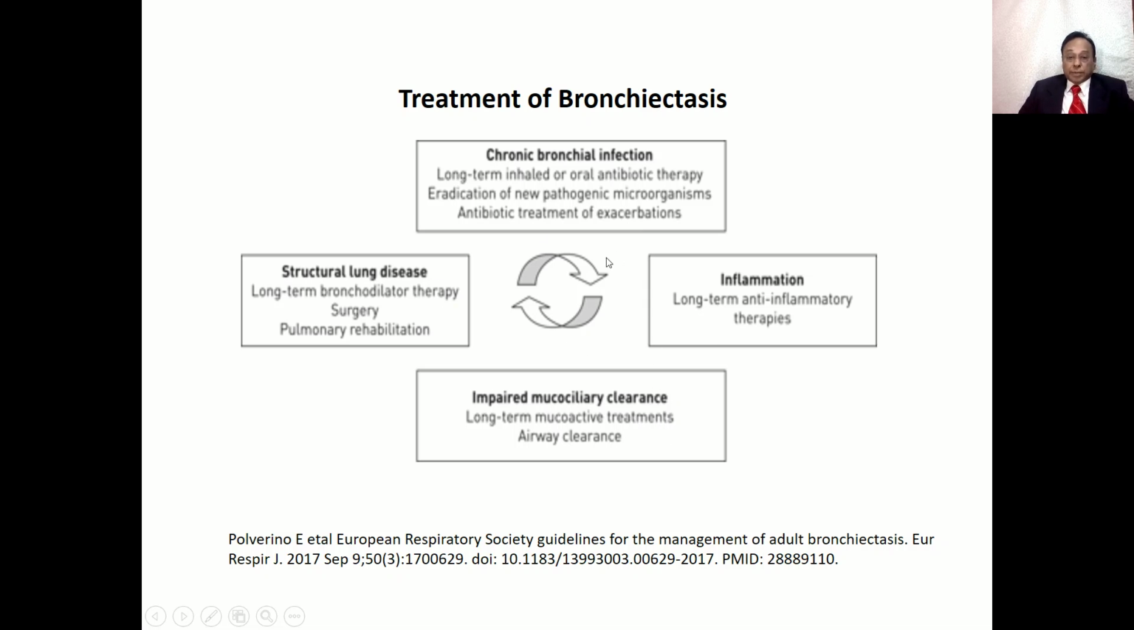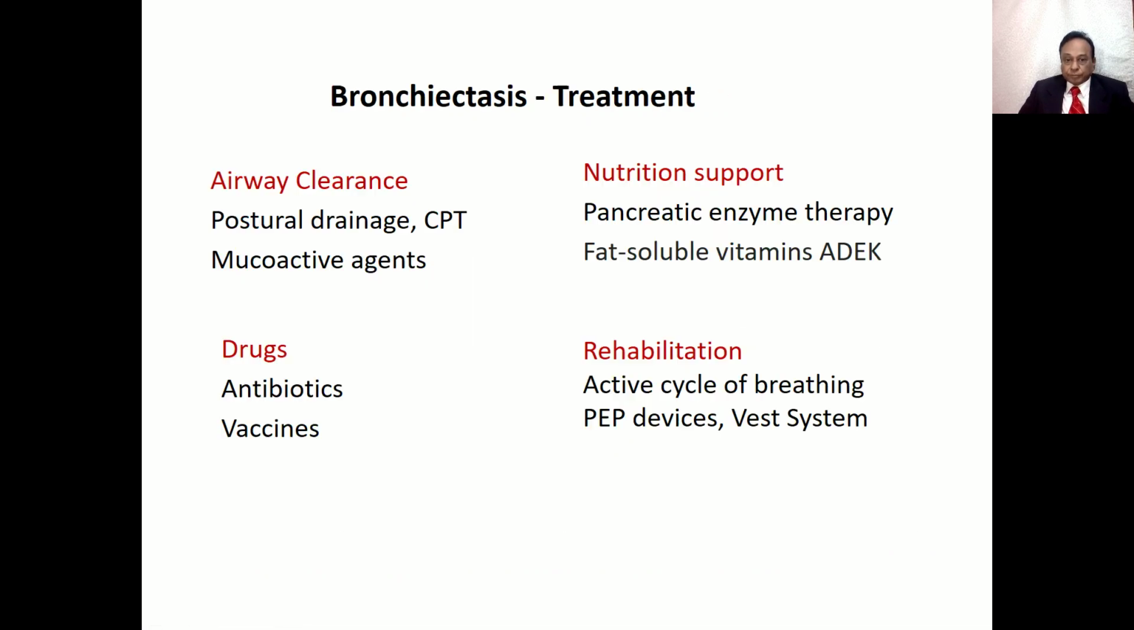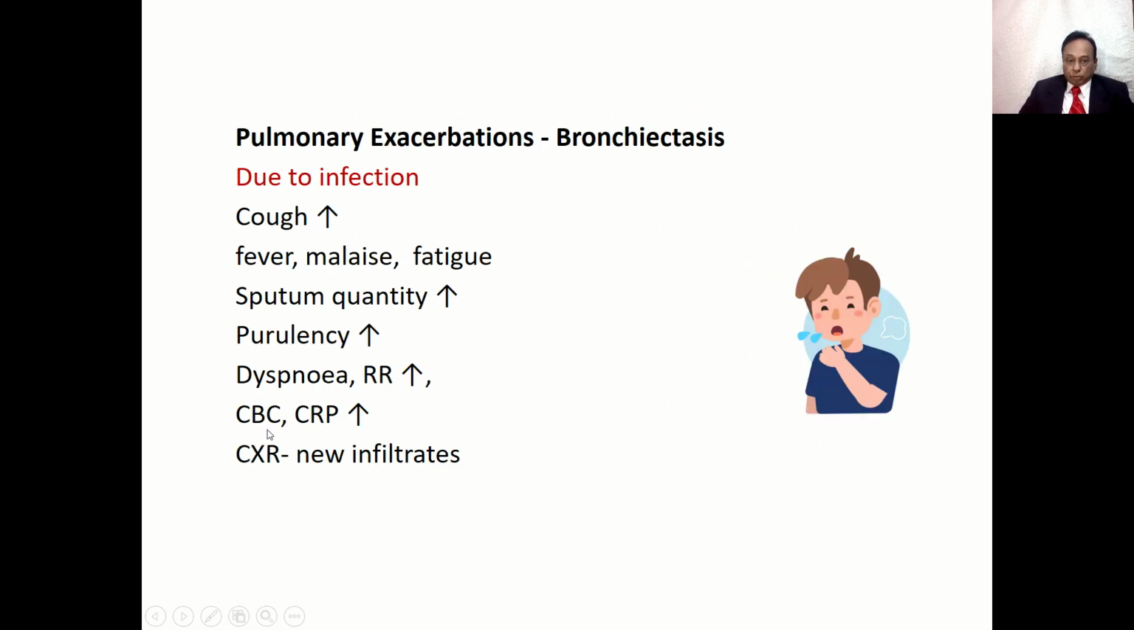So you have to stop it at all levels. You have to necessarily treat the infection first, and you have to clear the accumulating mucus. That is very, very important. So the treatment of bronchiectasis can be broadly classified into airway clearance, which includes postural drainage and chest physiotherapy. Actually, chest physiotherapy includes postural drainage and various manipulation techniques that I am going to discuss, and mucoactive agents. And no doubt, nutritional support plays a very important role, especially in the management of cystic fibrosis related bronchiectasis. And rehabilitation, we can advise all this as we are going to talk, and naturally vaccines also play a very important role.